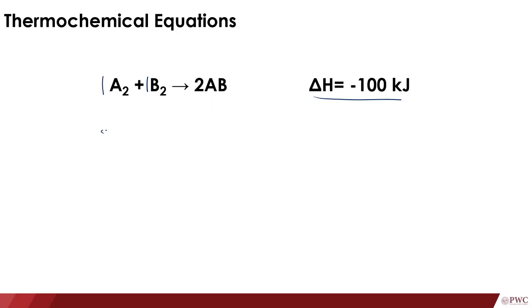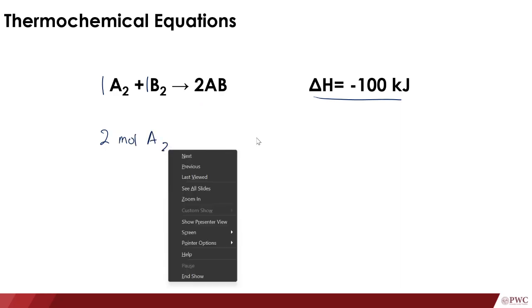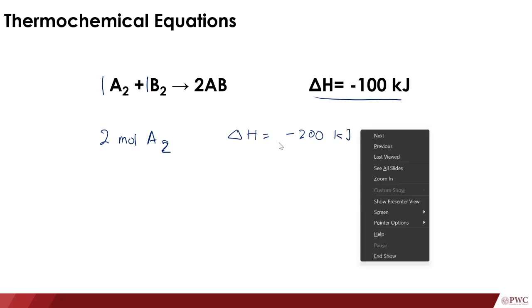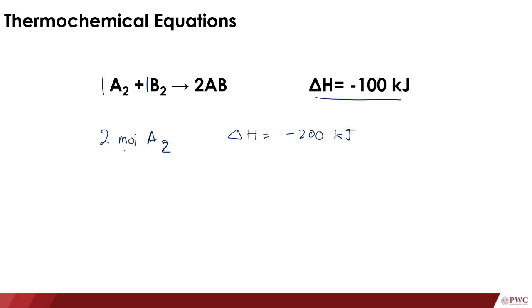So what if we have 2 moles of A2? What do you think is the value of delta H? So it says here that for every 1 mole of A2, negative 100 kilojoules are released from the reaction. So if we have 2 moles of A2, then delta H is equal to negative 200 kilojoules. So as you observe here, when we double the amount of the substances, we also double the delta H in the reaction.